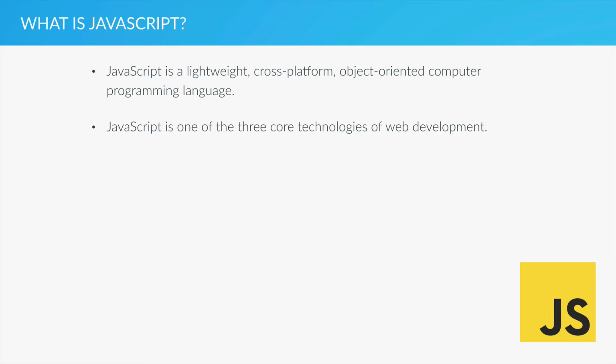Now, together with HTML and CSS, JavaScript is one of the 3 core technologies of web development. So this means that JavaScript is most commonly used as a part of web pages, but it's also used in environments that are not based on the web. But in this course, we will obviously focus only on the web.